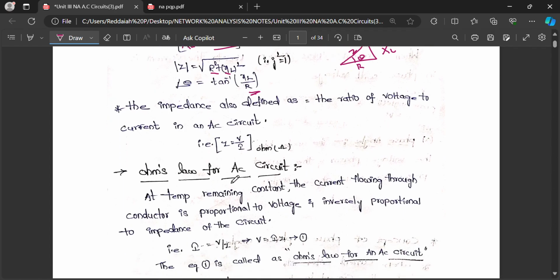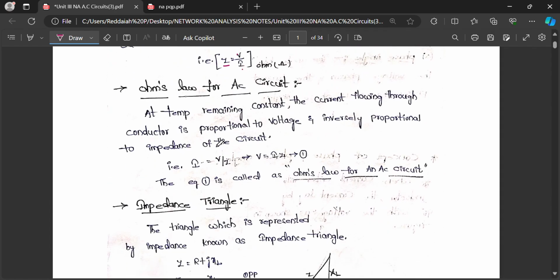Next, impedance is also defined as the ratio of voltage to current. If you know the voltage and current, then you can calculate impedance Z. The unit of impedance is ohm. Ohm's law for AC circuits: with temperature remaining constant, the current flowing through a conductor is proportional to the voltage and inversely proportional to the impedance. When impedance increases, current will decrease. V equal to IZ is called Ohm's law.